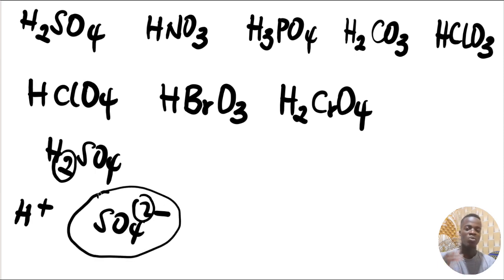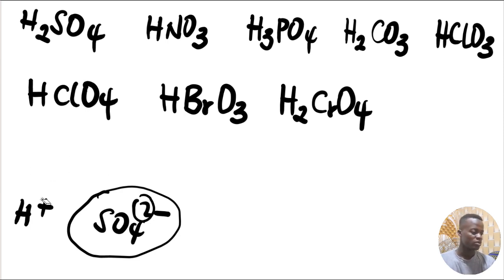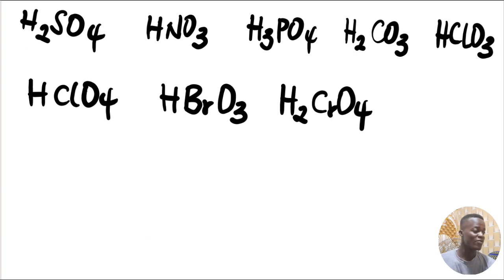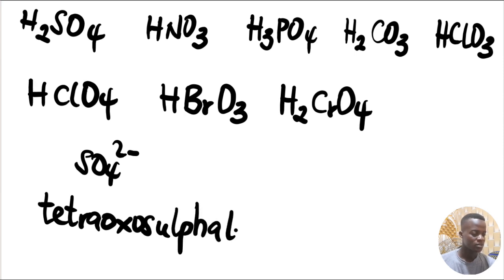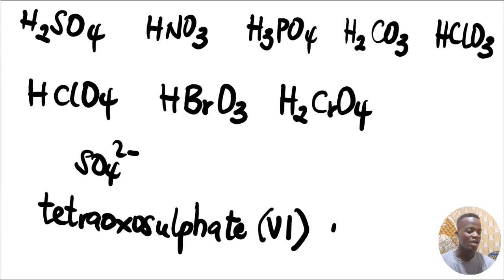So just get the anion component of the oxoacid, and then name the anion as if you are naming a normal anion. For the first one, you have SO4 2 minus, which is the anion part. Now we've learned how to name anions, and this particular one we named before, and we said it's going to be tetraoxosulfate(6) ion. Normally we are supposed to add ion here, but we are not naming the anion.